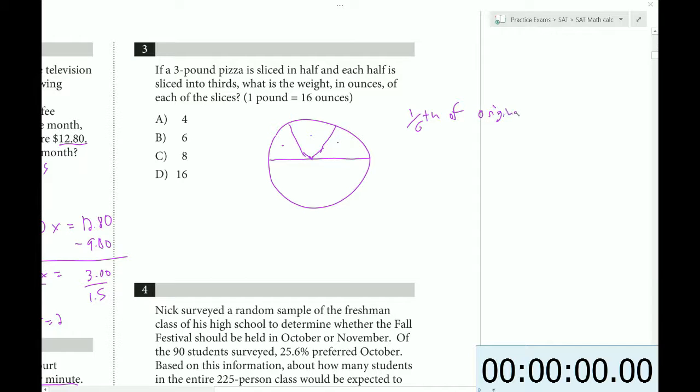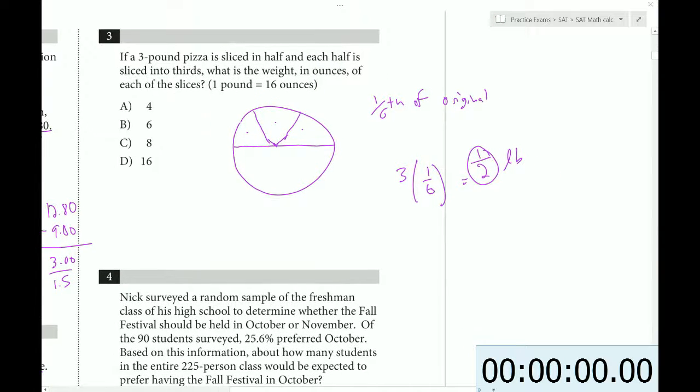So 1/6 of the original was 3 pounds. So 3 times 1/6 gives you 1/2, right? 3 over 6. So each of those would be 1/2 of a pound. But we want to know what that would be in ounces. So we have 1/2 pound. We have to convert into ounces using our conversion, ounces, pounds. So 1 pound corresponds with 16 ounces. Now we multiply the numbers across, 16 over 2, and the pounds cancels out, so we're in ounces. 16 over 2 is 8, so that's 8 ounces, choice C.